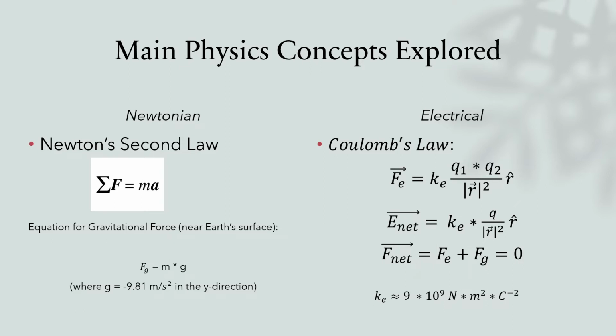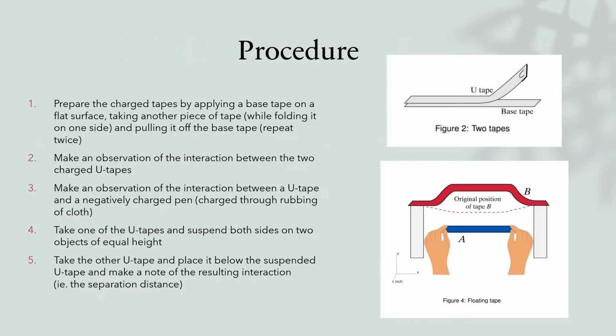The procedure is to prepare the two charged tapes by applying a base tape on the flat surface and pulling another piece of tape off of it to charge it. An observation of the interaction between two charged U-tapes should be made, in addition to an observation of the interaction between a U-tape and a negatively charged pen.